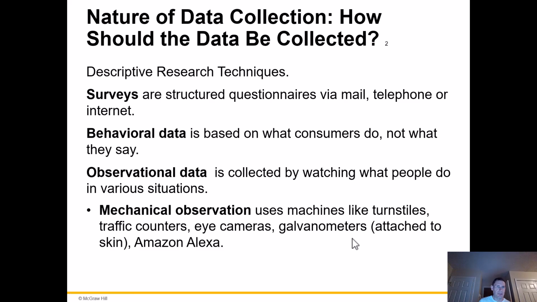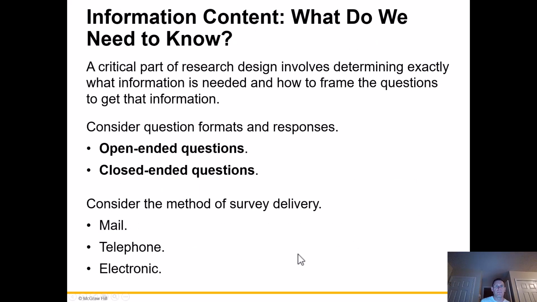Now, here we see some descriptive research techniques. Surveys are structured questionnaires via mail, telephone, or internet. Behavioral data is based on what consumers do, not what they say. Observational data is collected by watching what people do in various situations. And then as a subset of that, mechanical observation uses machines like turnstiles, traffic counters, eye cameras, galvanometers, which are attached to the skin, and things like Amazon Alexa.